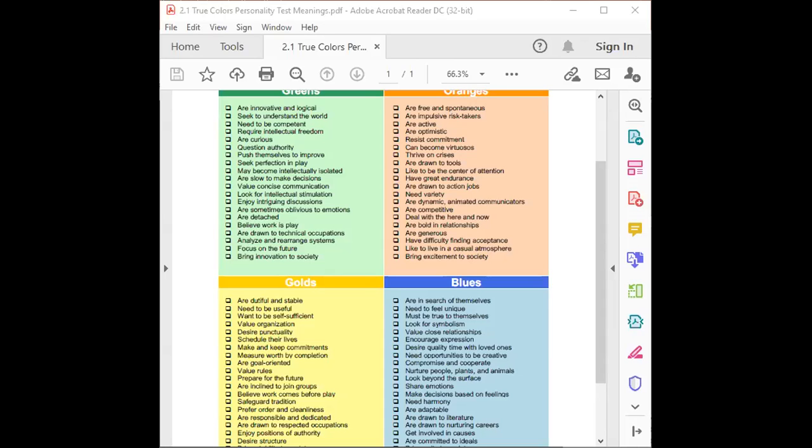Interesting, Alex. So you got green, but you lean more with orange. Were the scores close, Alex? Was orange your secondary? Yeah, it was like 13-12. Oh, okay, that makes sense then. Interesting. Very nice, Amber.